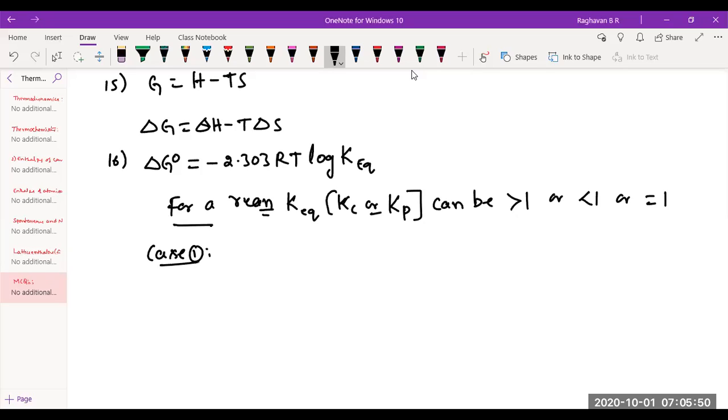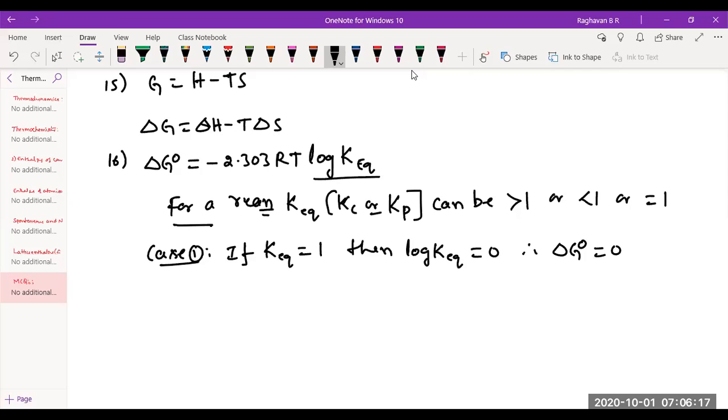Case 1: if K equilibrium is equal to 1, what would happen? Log 1 is 0 in the equation, correct? In the equation, log Kp or log K equilibrium becomes equal to 0. Therefore, what happens to delta G naught? It will be 0. So it can be concluded that the reaction is at equilibrium perfectly.